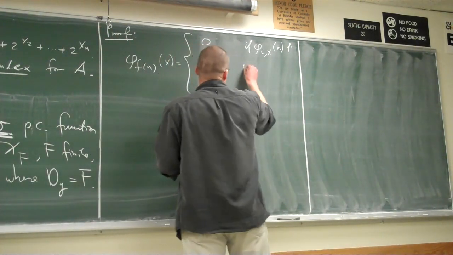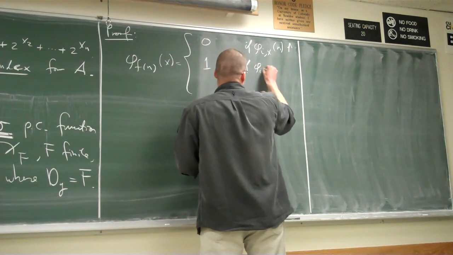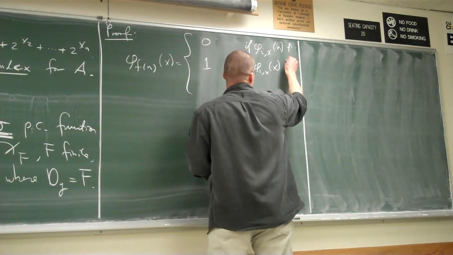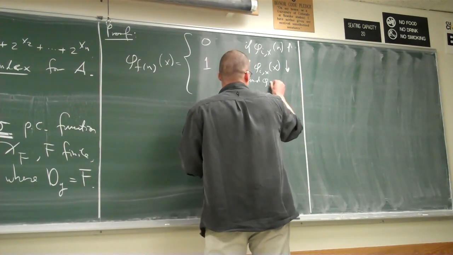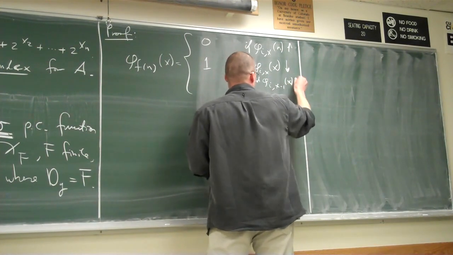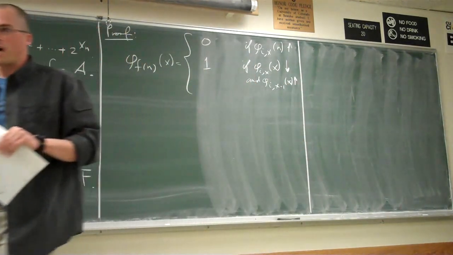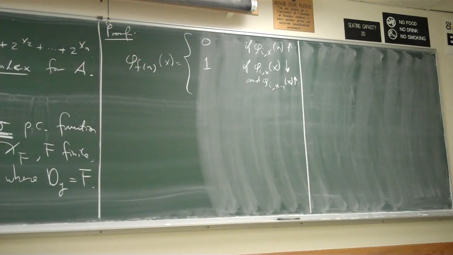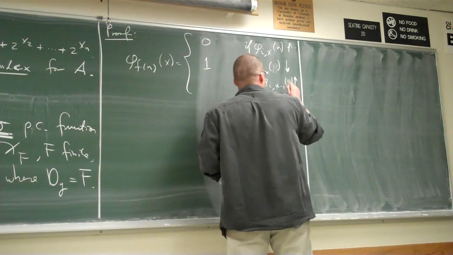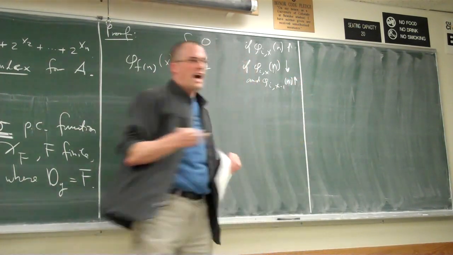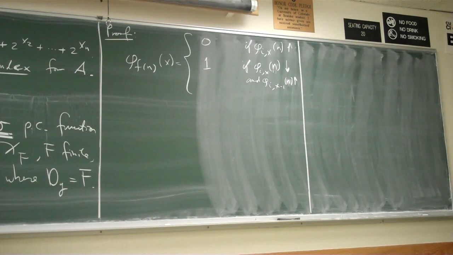I output 1 exactly when phi I x of x converges and phi I x minus 1 of x diverges. So I output a 1 exactly for that input, which is the length of the computation of phi I on input n.